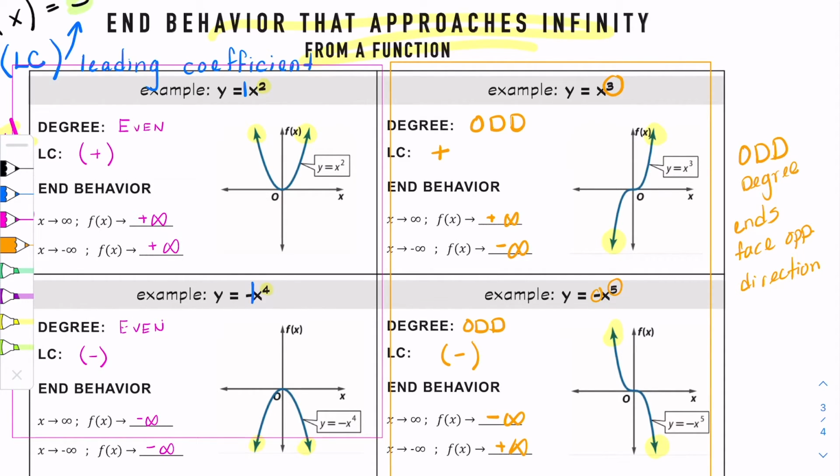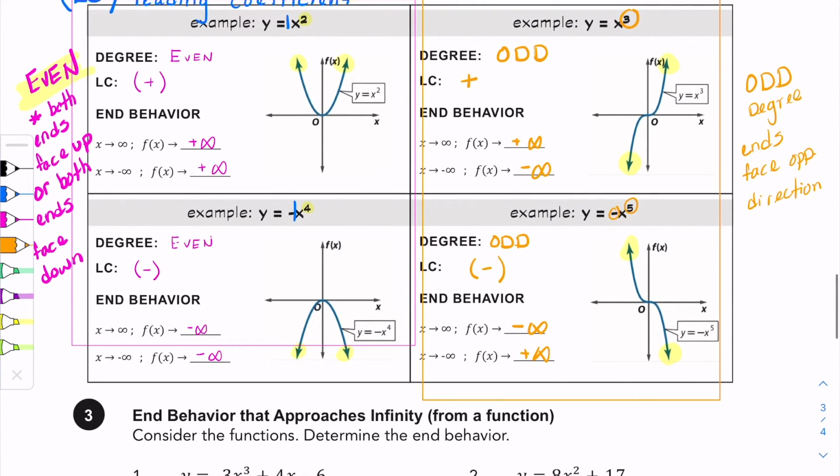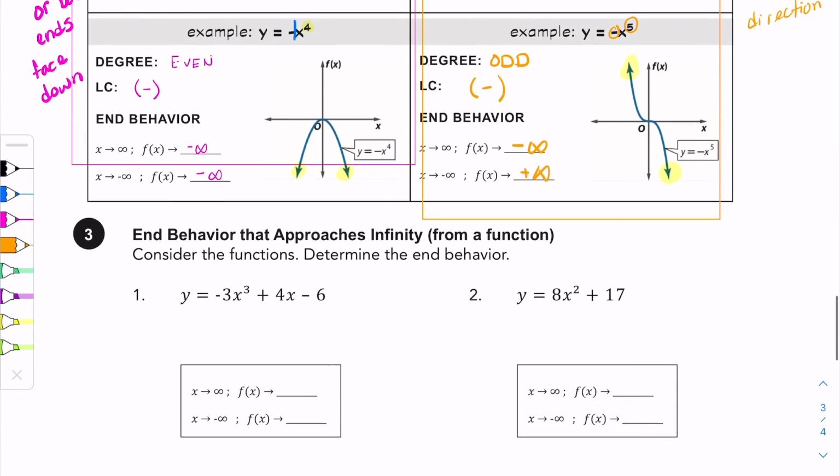Okay, so for odd degree functions, the ends face opposite directions. So one will head towards positive, one will head towards negative infinity, but always opposite directions. All right, fortunately for you guys, you don't have to memorize this table because this year's open notes, but in the past you would just have to memorize these. I do think it's still a good idea to memorize them so you can do it a little bit faster, but it will be open notes.